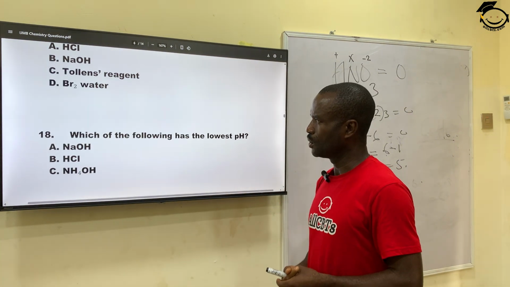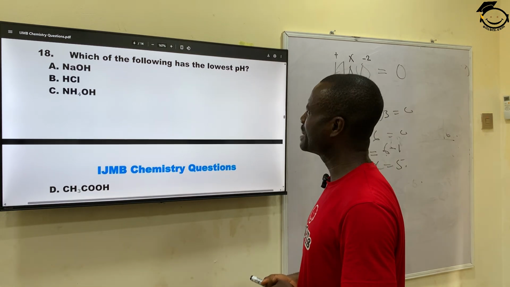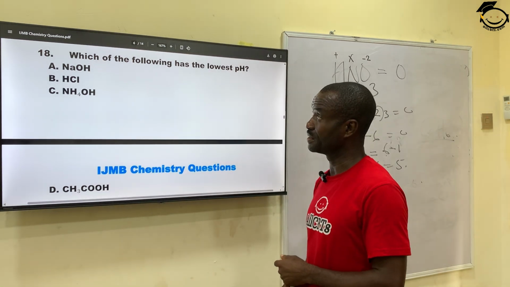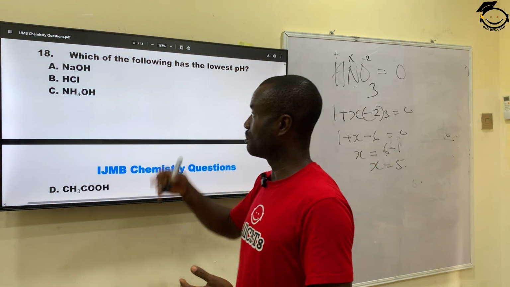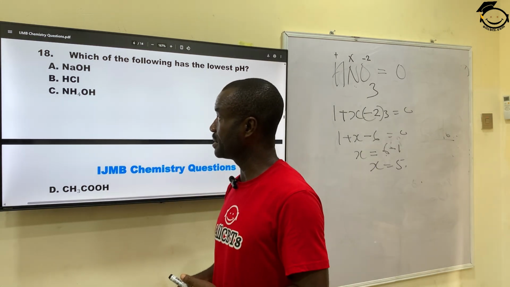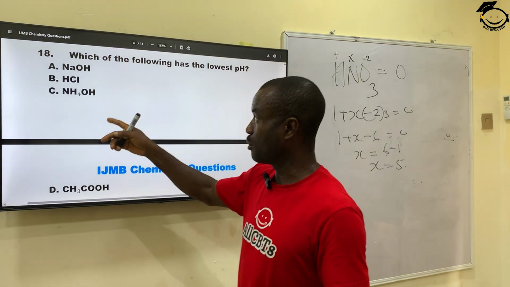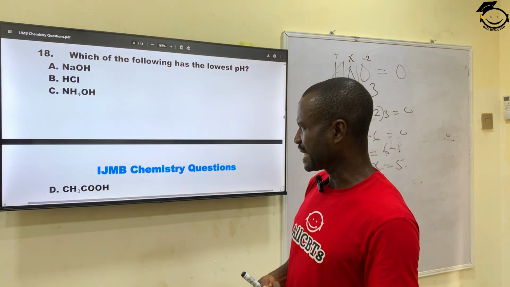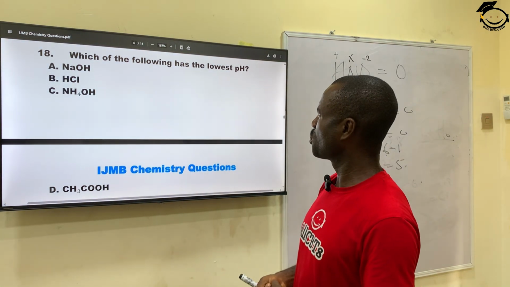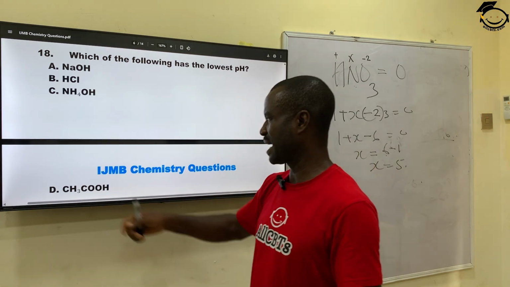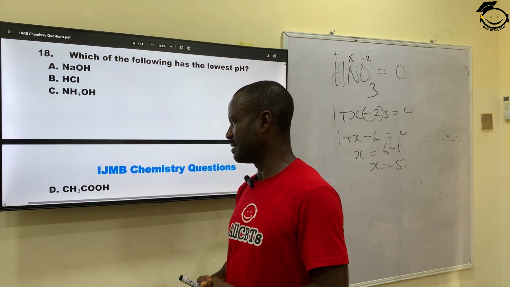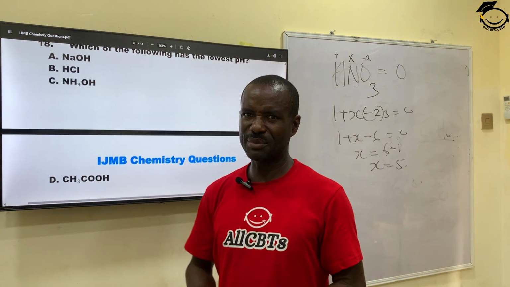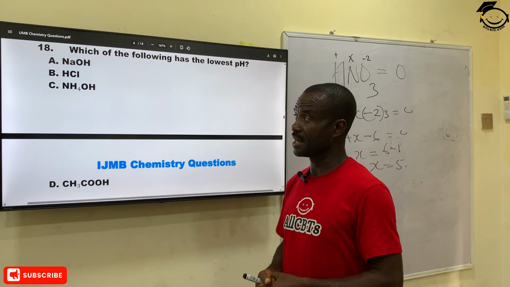Question 18. Which of the following has the lowest pH? pH is defined as potency of hydrogen. So any acid here will show the lowest pH. Sodium hydroxide is a base. HCl is an acid. Ammonium hydroxide is a base. Then ethanoic acid is an acid. So which of these has the lowest pH? The correct answer is D, which is a weak acid, ethanoic acid. A weak acid at the same time referred to as an organic acid.